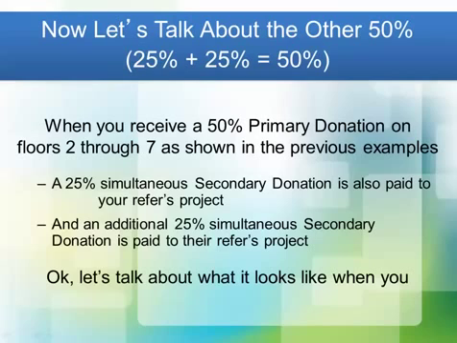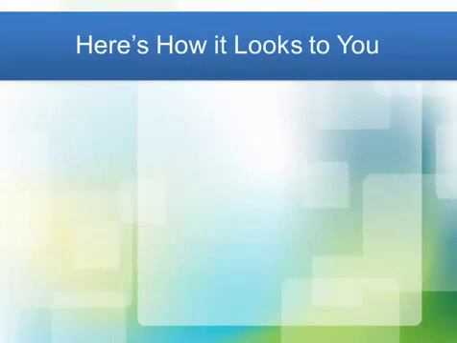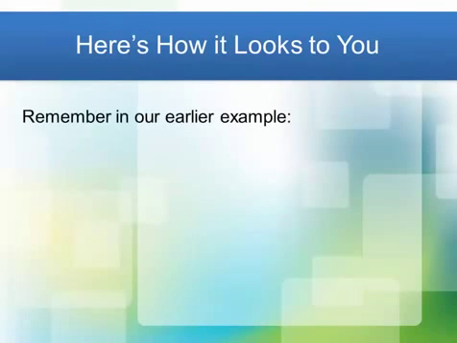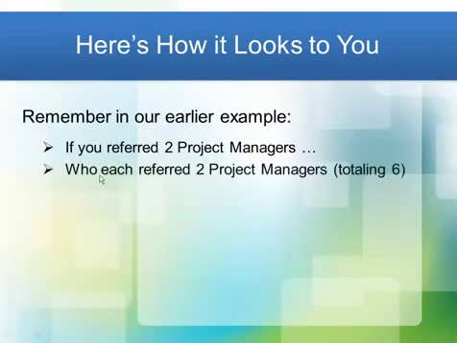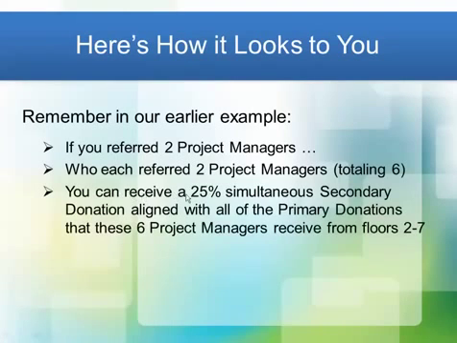Now let's talk about what that looks like when you start receiving that. Here's how it looks to you. Remember in our earlier example, if you referred 2 project managers who each referred 2 project managers. Now remember, that's totaling 6, because you started with 2, they each referred 2, which makes 4, and then your original 2, adding up to 6 project managers in your community. You referred 2 who referred 2. You can receive a 25% simultaneous secondary donation aligned with all the primary donations that these 6 project managers receive from floors 2 through 7.